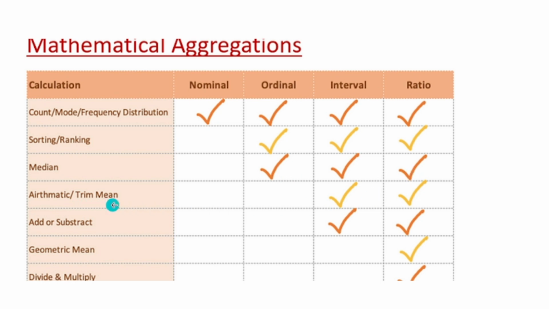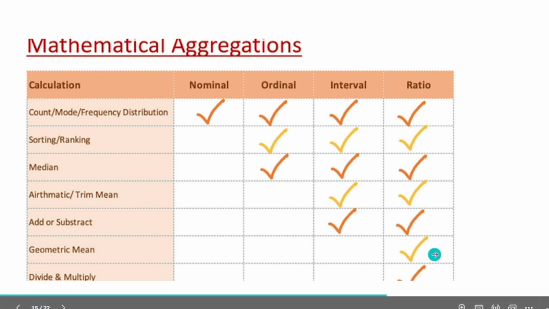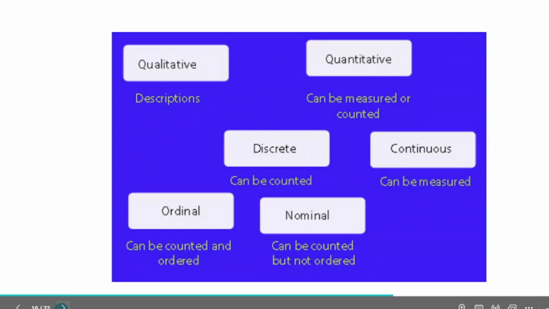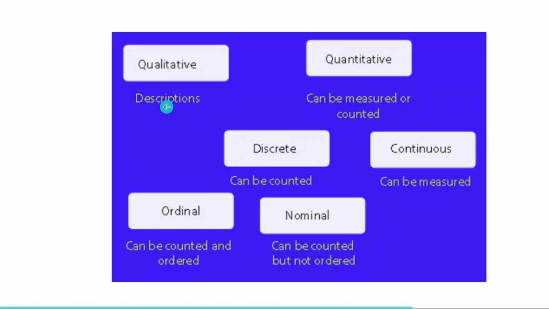Similarly, arithmetic mean and trimmed mean are possible only for interval and ratio because they are numeric in nature. Add or subtract, again, for numerical data, which is interval and ratio. Geometric mean can be done only for ratio type, and divide and multiply can be done only for the ratio type of data. So as you know, for qualitative data, you can provide a description. Quantitative data, they are measured or counted.